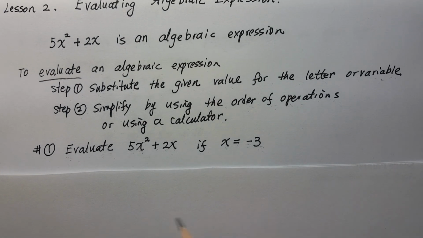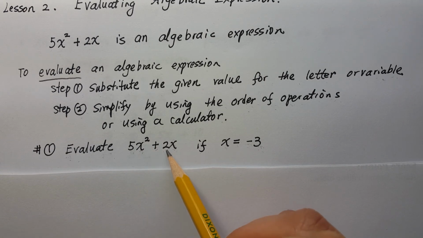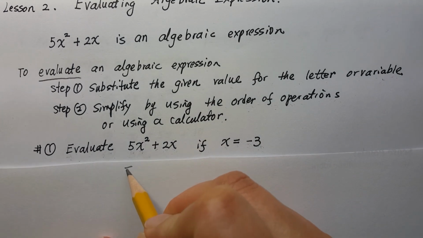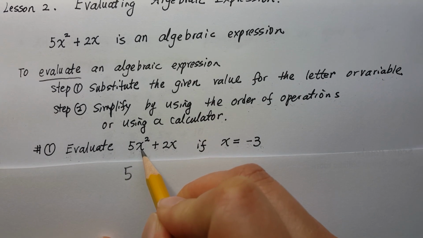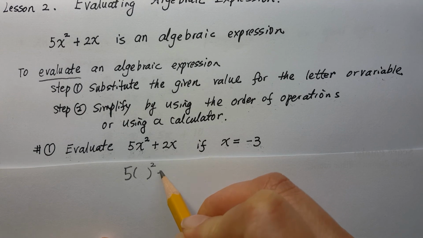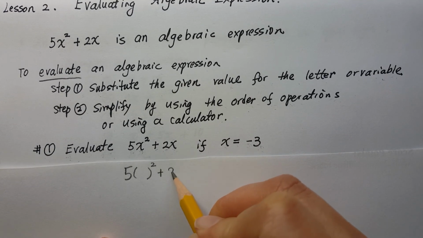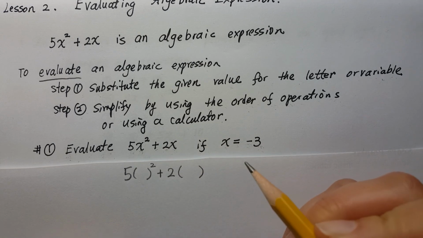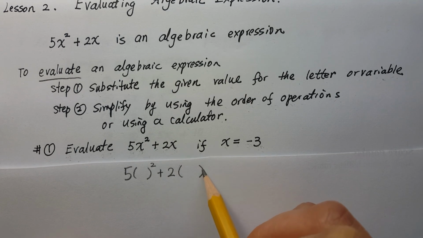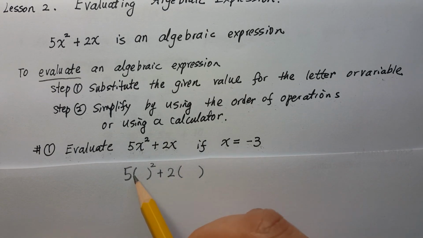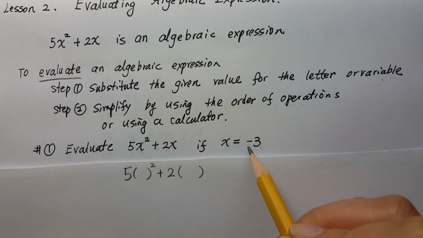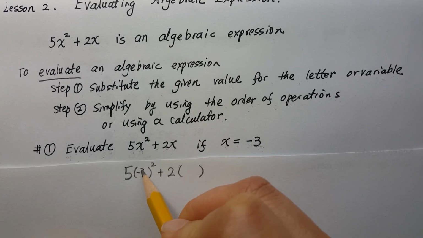Now, question number 1, we have 5x squared plus 2x. You have to rewrite it. 5, when you see the letter x, put parentheses and square. And plus, you see 2x, so you put 2, another set of parentheses. It's very important that you do this step because it tells you this is where you put the number. You replace x by a set of parentheses. This is where you put -3.